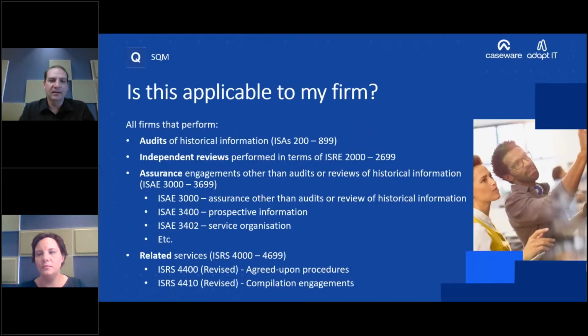So Q&A: when is the new standard applicable to the firm, and to which firms will it be applicable? ISQM 1 must be complied with by any and all firms that perform, I guess the obvious is the audits, but then also independent reviews in terms of the ISRE standards, which includes your interim independent reviews, and any other assurance engagements that are not your traditional audits or reviews on historical information, perhaps a trust account audit, prospective information. Even in some cases, we might start thinking about ESG-type assurance engagements. If your firm performs any of these, you must comply with ISQM 1.